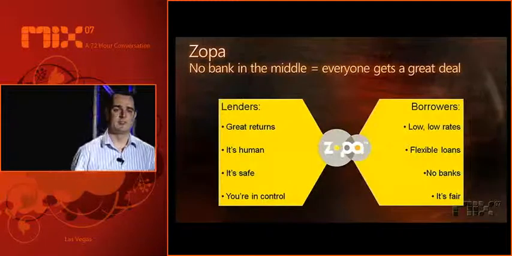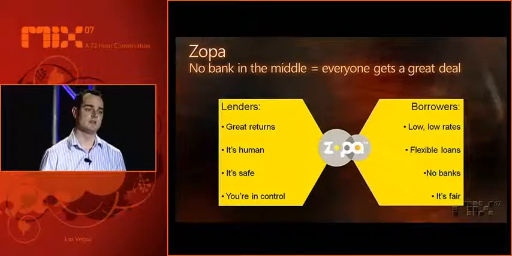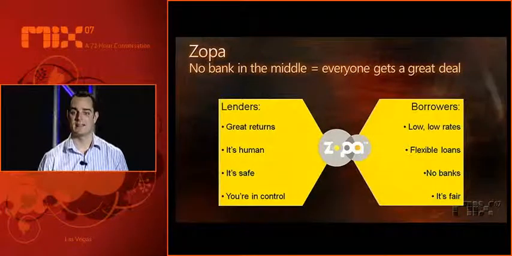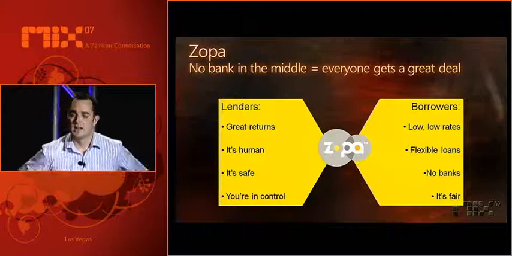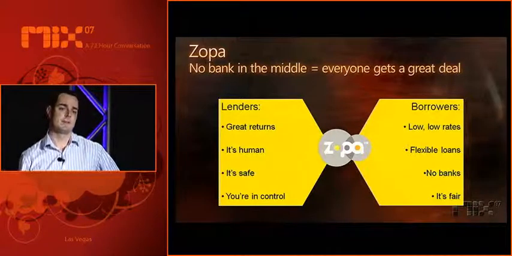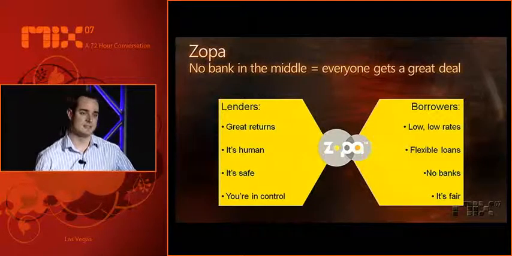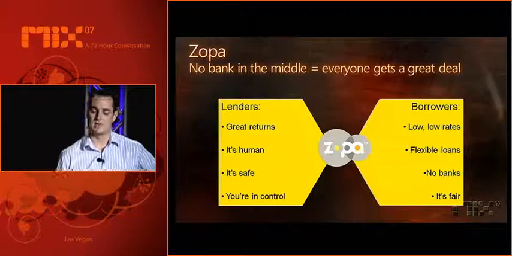Why do people use Zopa? Very quickly, for lenders, people who are lending the money through the site, first and foremost, they get a great return, so they get a better rate than they can putting money into a bank account. They find it's very human, so people like lending money through Zopa rather than just giving their money to a bank and earning interest from a bank. They prefer to actually know that their money is going to someone else who's using it to buy a car or save for a holiday or something.